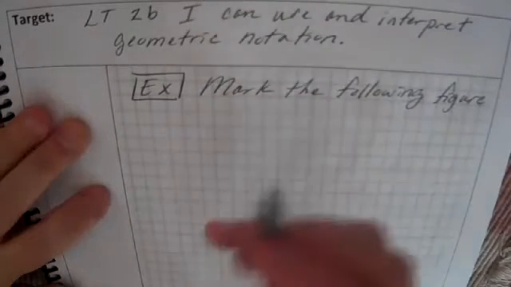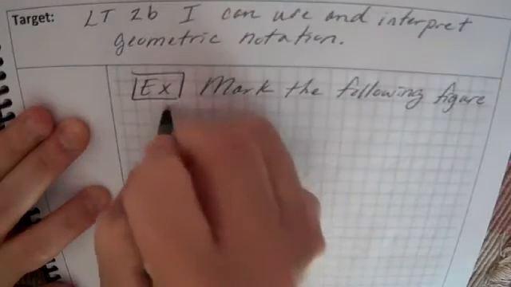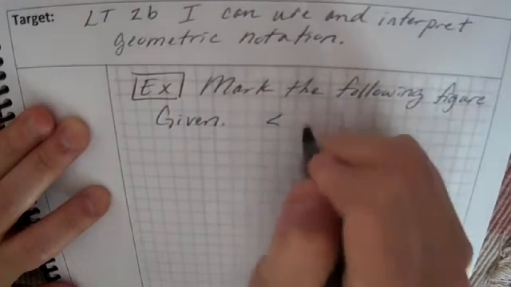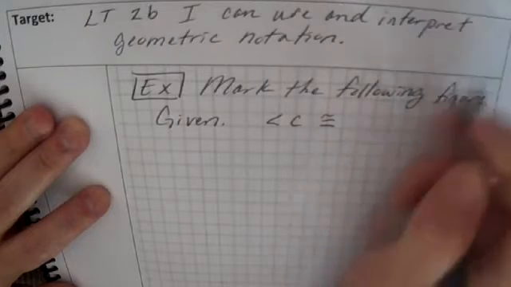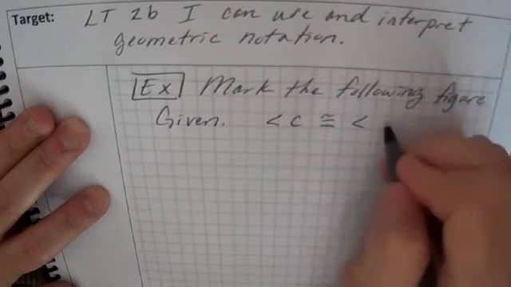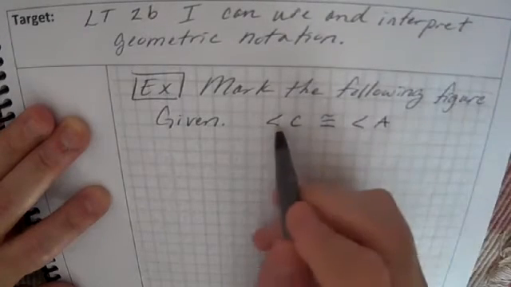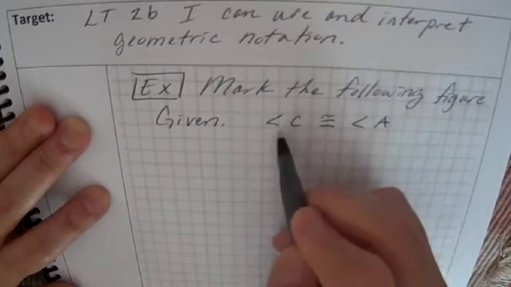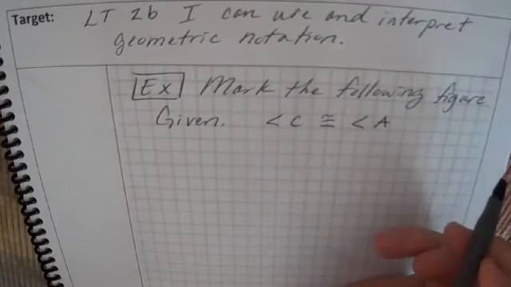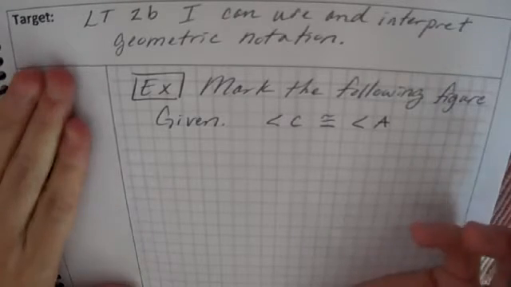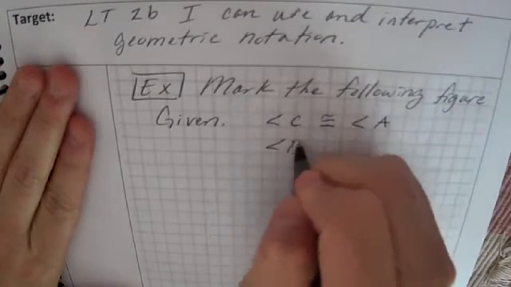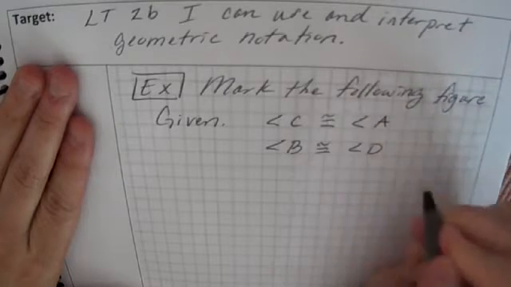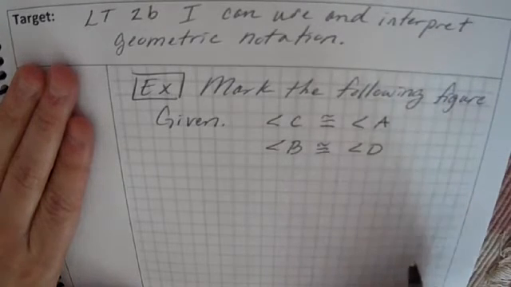So mark it so that it has the appropriate markings given the information that we're about to get, right? So we're going to say given, okay, so this says angle C is congruent to angle A. So this is saying that angle C and angle A are congruent, or they have equal measure. And we also have that angle B is congruent to angle D. So we know that these two angles have the same measure.